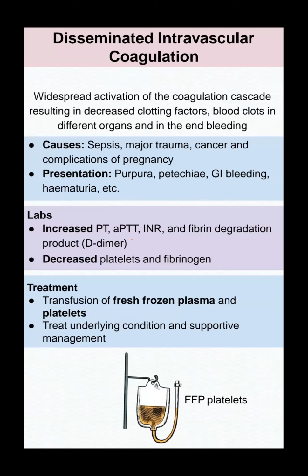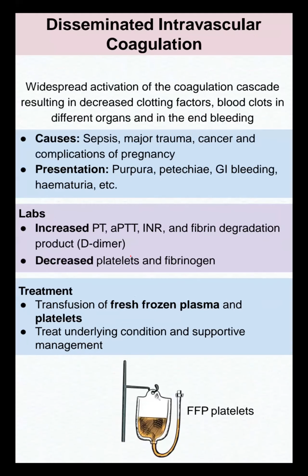For exam candidates, DIC is a high-yield topic. Every exam has DIC or pulmonary embolism, and everyone faces this question. In DIC, there is widespread activation of the coagulation cascade, resulting in decreased clotting factors. PT and APTT will be high. Blood clots in different organs, and in the end there is bleeding.